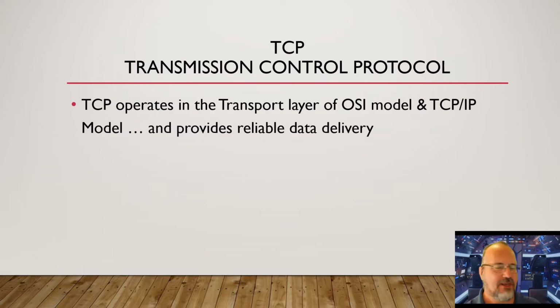All right, so TCP, hopefully you remember, Transmission Control Protocol, operates on the transport layer. So T for TCP and T for transport. That's the way it helps me remember it. And that's in the OSI model there. So the big thing is reliable data delivery. How does it do that?